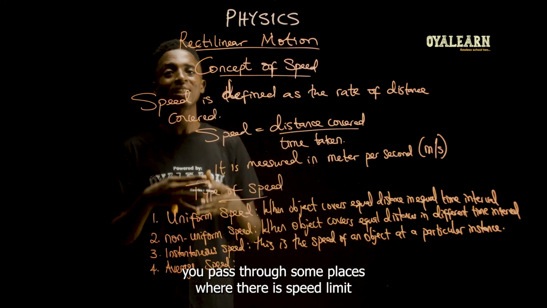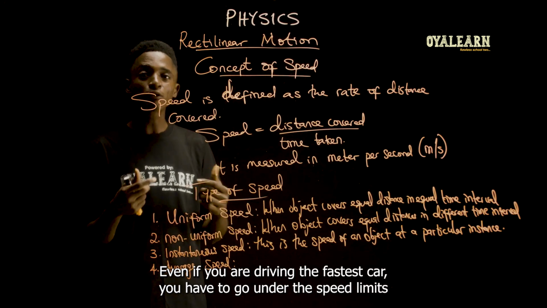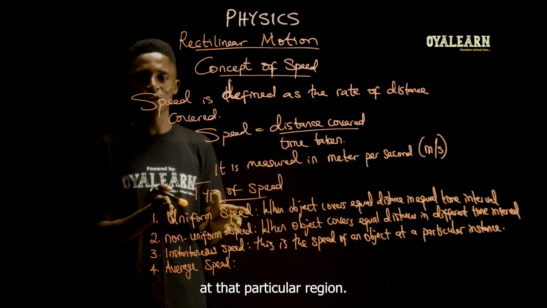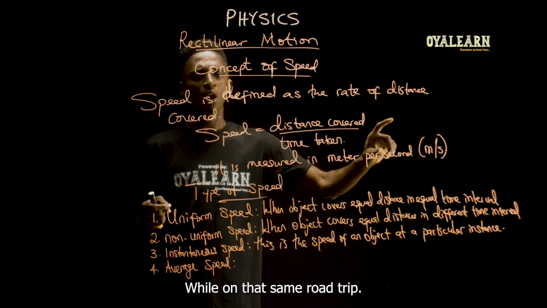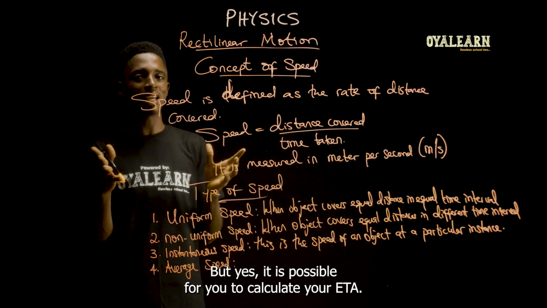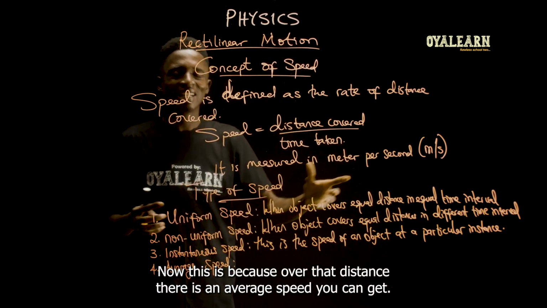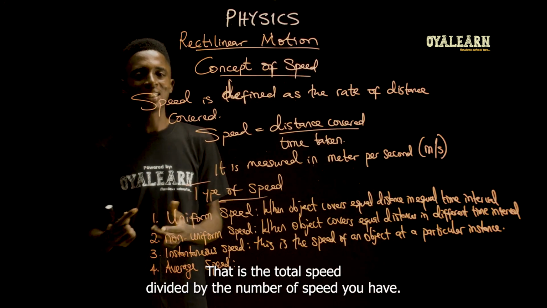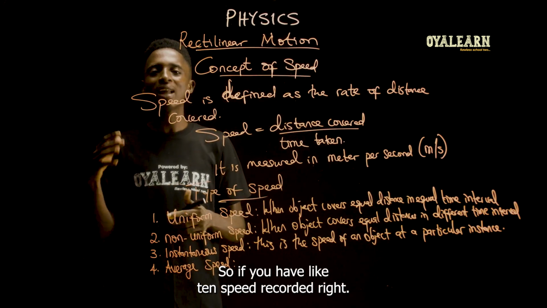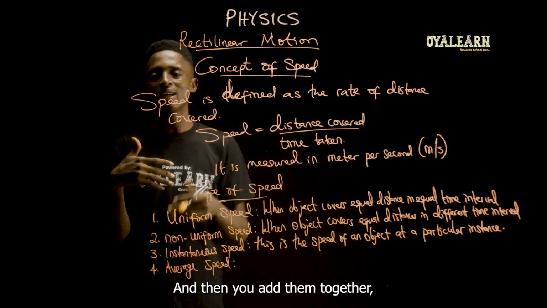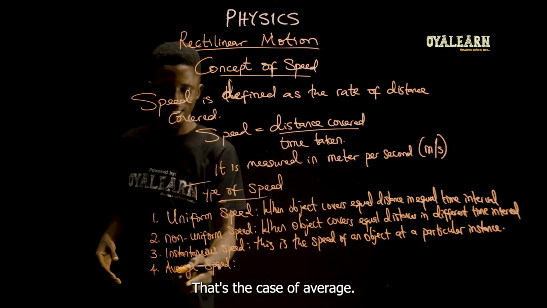You pass through some places where there is a speed limit and you can't go over that speed limit. Even if you are driving the fastest car, you have to go under the speed limit in that region. So you see that you go at different speeds at different instances on that same road trip. But yet it is possible for you to calculate your ETA, your estimated time of arrival. This is because over that distance, there is an average speed you can get: the total of the speeds divided by the number of speeds you have. So if you have 10 speeds recorded, you add them together and divide by the number of speeds, and you get your average speed. That's the case of average speed.